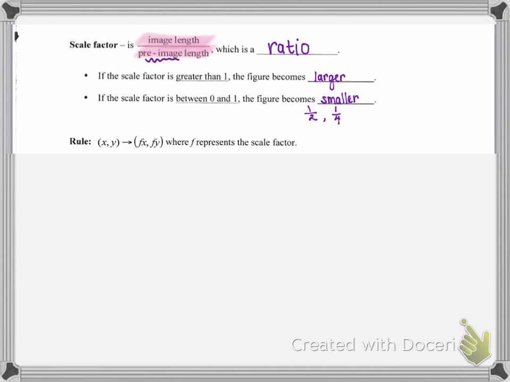Now, the notation here is really important because you'll see this on the PSSA and the Keystone as well this year. You're taking an original point, which we list as (x, y), and we're multiplying it by whatever the scale factor is. We're using the letter F to represent the scale factor, so it goes to (Fx, Fy).